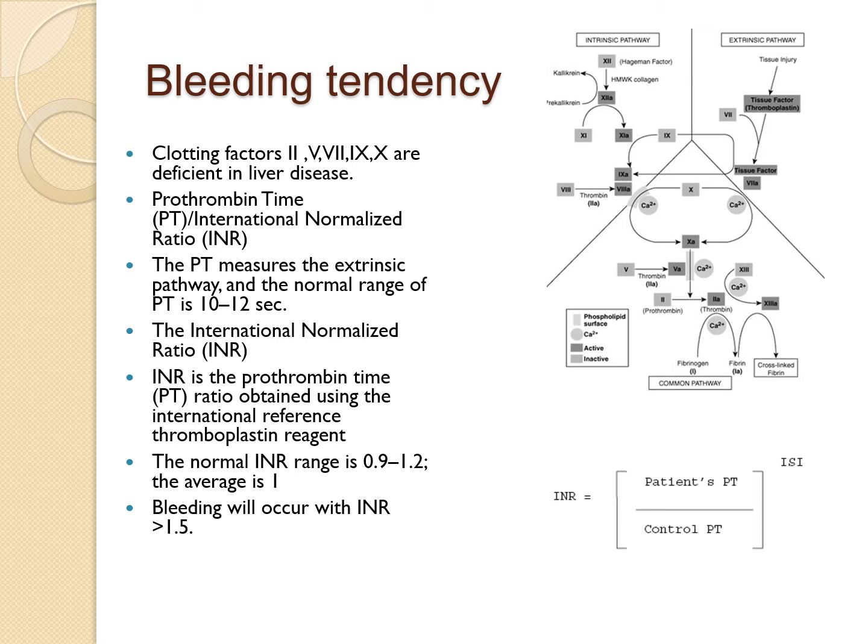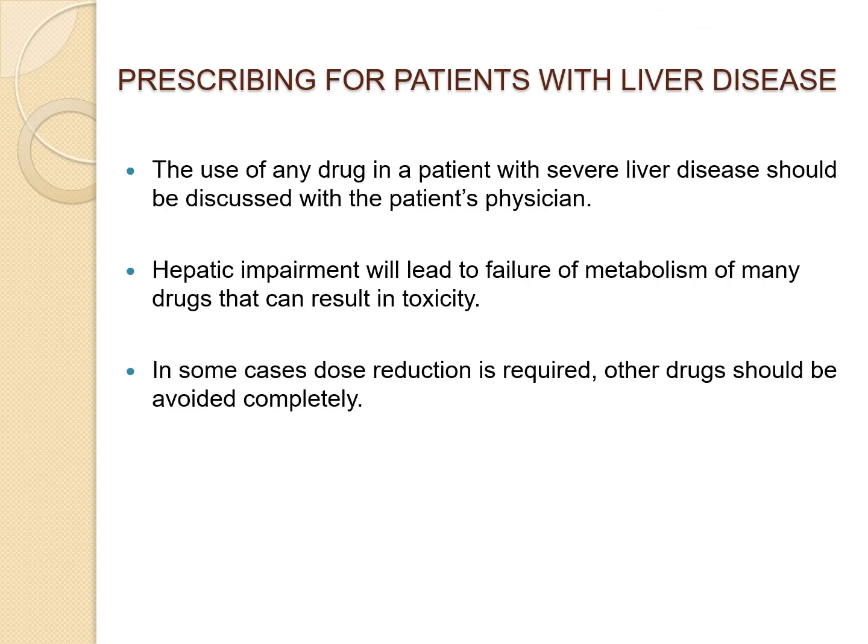INR value is the patient's prothrombin time divided by the control prothrombin time. Prescribing drugs for a liver disease patient is very important, because normally we can never give the normal NSAID drugs, antibiotics, and muscle relaxants, all these things, because that will lead to drug toxicity and it will affect the kidney. So we'll send the patient for the physician's opinion, then only we can prescribe the drugs to this particular type of patient.